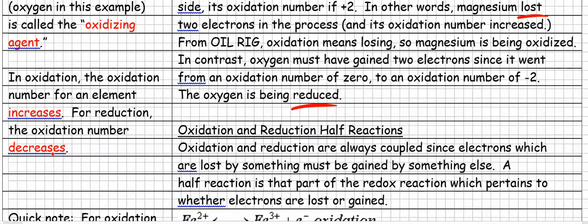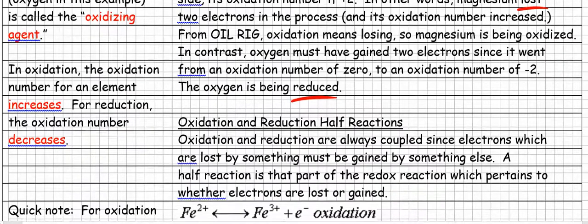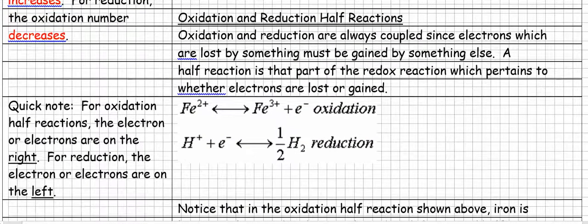All right, so let's move on. We want to talk about oxidation and reduction half reactions now. So we said for every oxidation, there had to be a reduction and so forth. Oxidation and reduction are always coupled, since electrons which are lost by something must be gained by something else, right? Electrons don't appear and disappear. A half reaction is that part of the redox reaction which pertains to whether electrons are lost or gained.